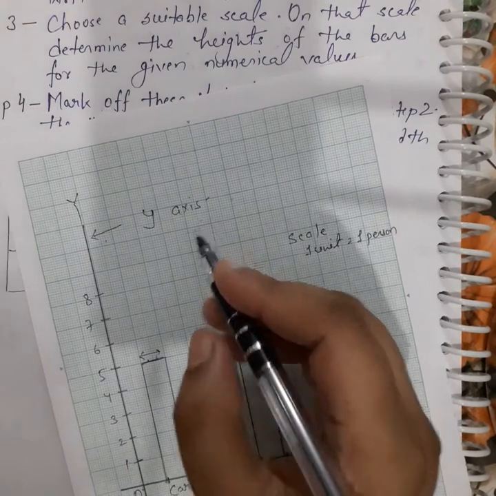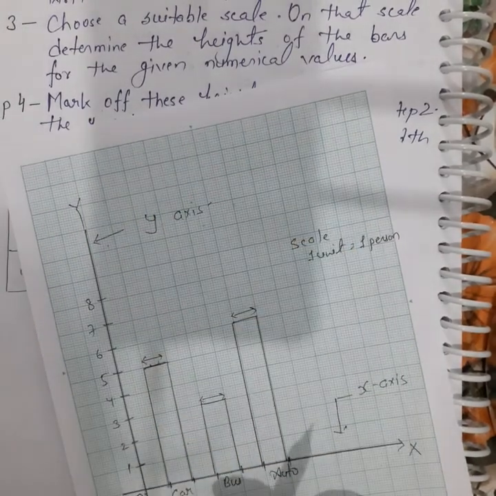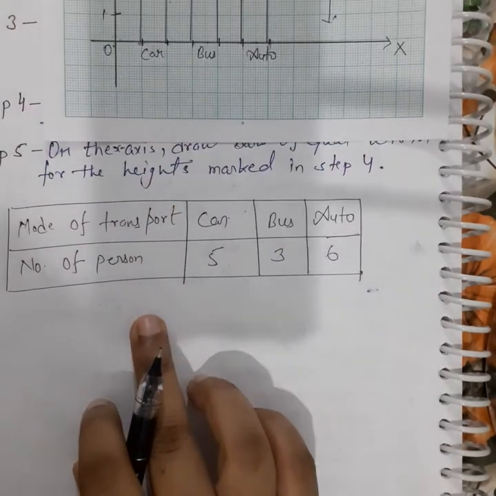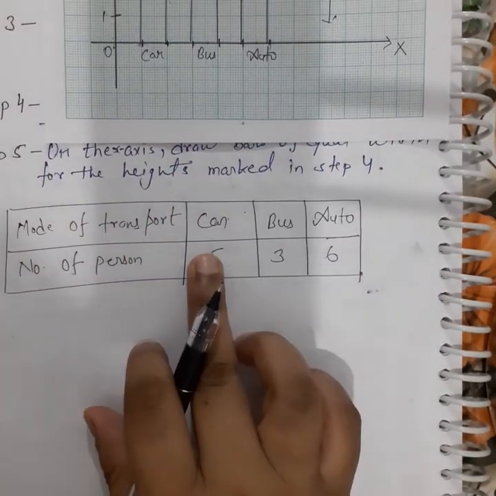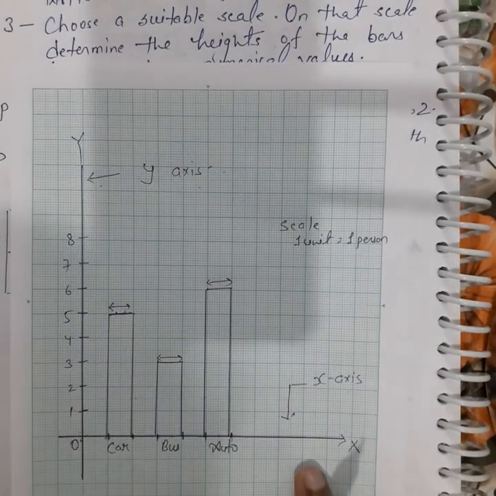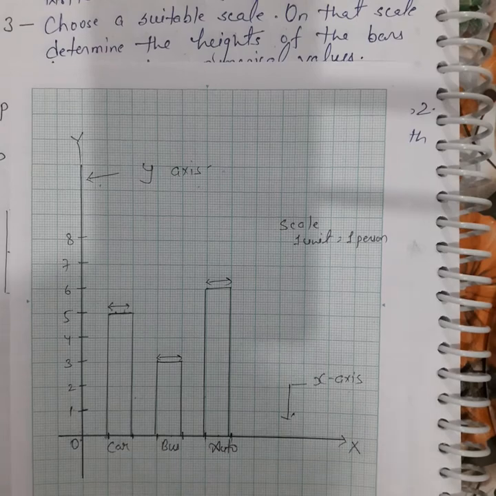Now we have to write the topic. What is the topic of this data? Mode of transportation used by different persons. So we have to write the topic. Okay. Now we solve the next question.